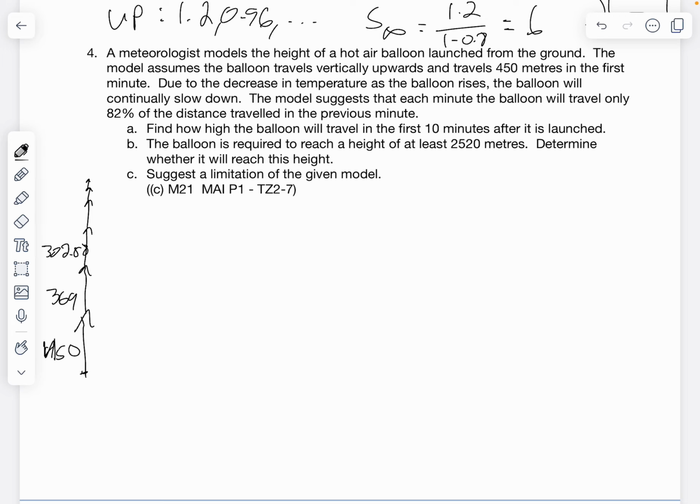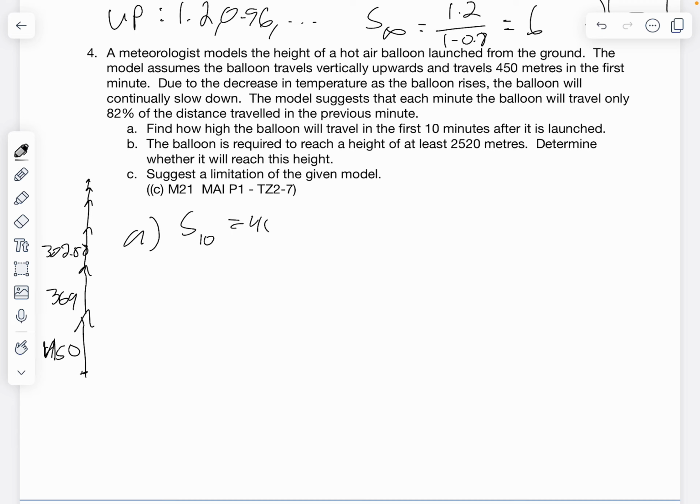So it's rising, but less each time. Kind of like the bouncing ball, right? It's a little bit less each time. So, first question. Find how high the balloon will travel in the first 10 minutes after it is launched. So they're here asking me for S10. Right, because the first minute's 450, second 369. They want to know how high it is after 10 minutes.